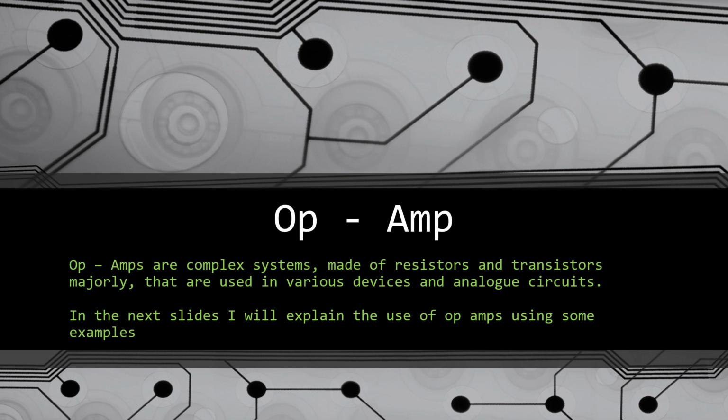Hi, I'm Aditi Pathardikar, and today I'll be discussing complex systems named op-amp, or operational amplifier. Op-amps are complex systems made of resistors and transistors majorly, that are used in various devices and analog circuits. In the next few slides, I'll be explaining the use of op-amps using some examples, and also before that, I'll be explaining a bit about op-amps, what they actually are.